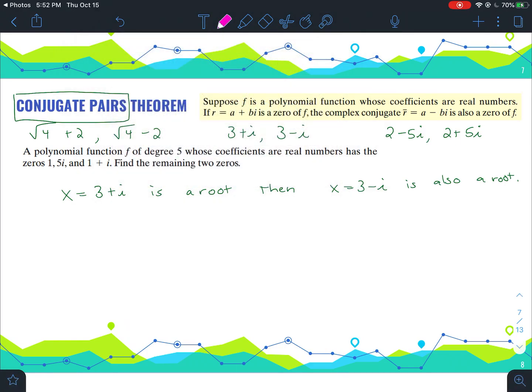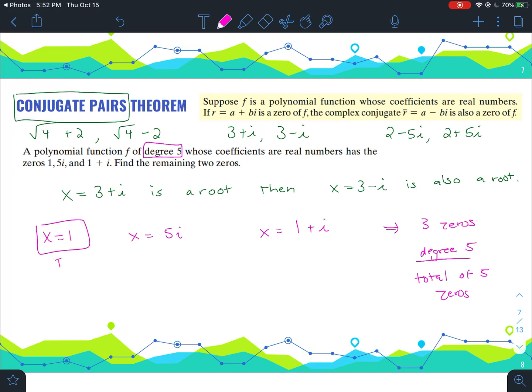So in our example, it says a polynomial function of degree 5, so that means we're going to have an x to the 5th. It has real number zeros and complex zeros at 1, 5i, and 1 plus i. It wants you to find the remaining 2 zeros. So one zero is x equals 1, another zero is x equals 5i, and a third zero is 1 plus i. Those represent 3 zeros of my function. Since it's degree 5, I should have a total of 5 solutions, or 5 zeros.